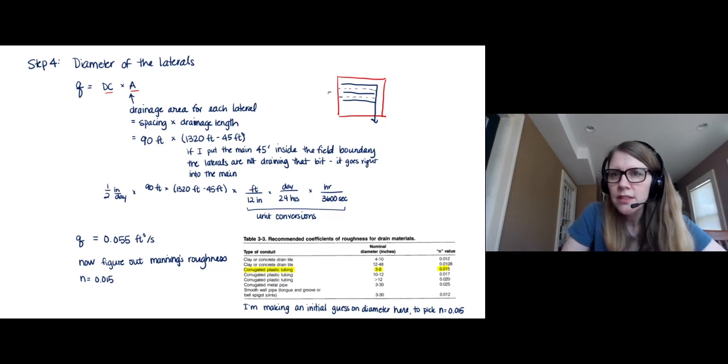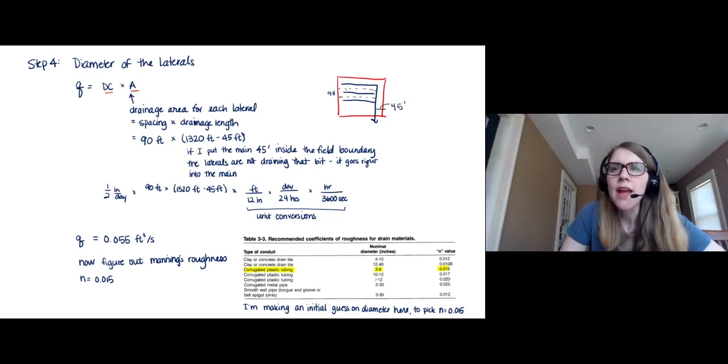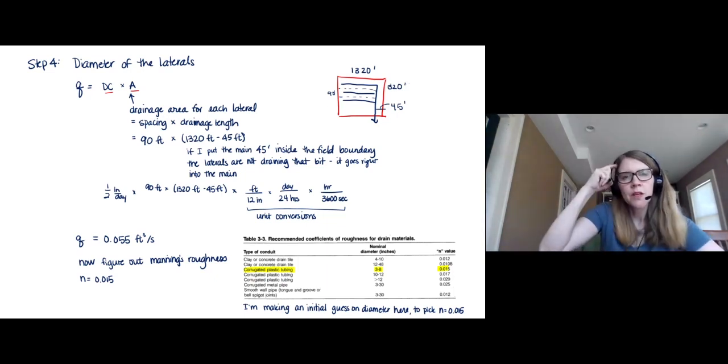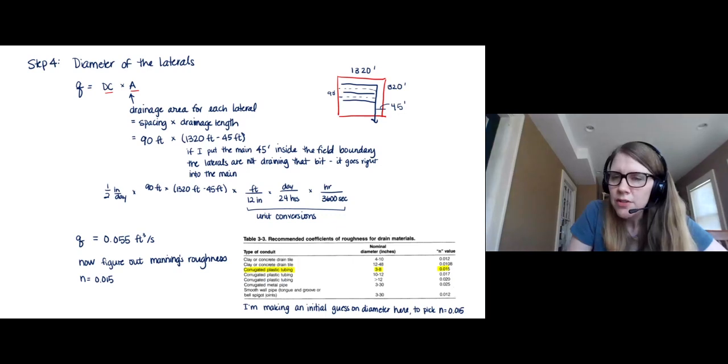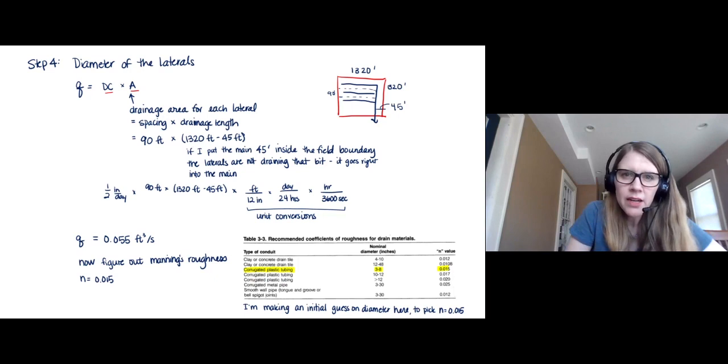So where this is 90 foot, and then this is whatever that is. I'm imagining that I'm going to put this at half the spacing so that this distance is 45 feet. So when I actually compute this, I'm kind of subtracting off that 45 feet. Each of the sides of this 40-acre area is 1320 feet, which you could figure out using your calculator. So the area of each one of these laterals is going to be draining the spacing times the length of this little area here.